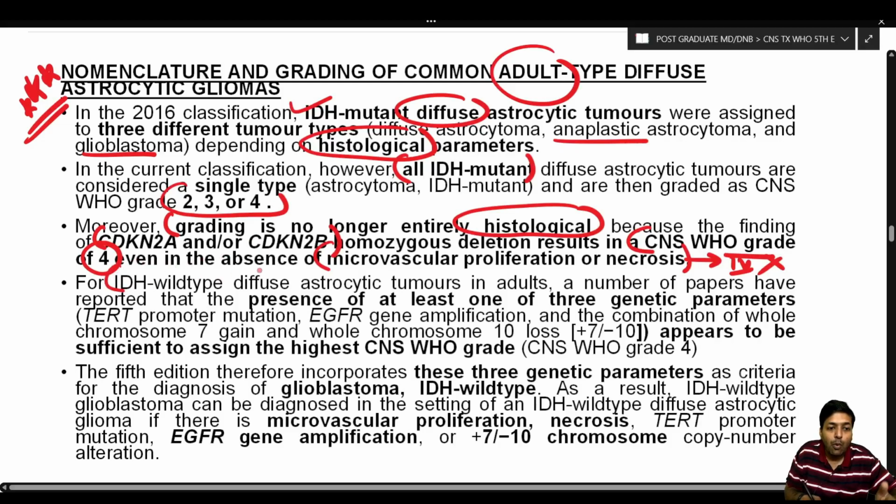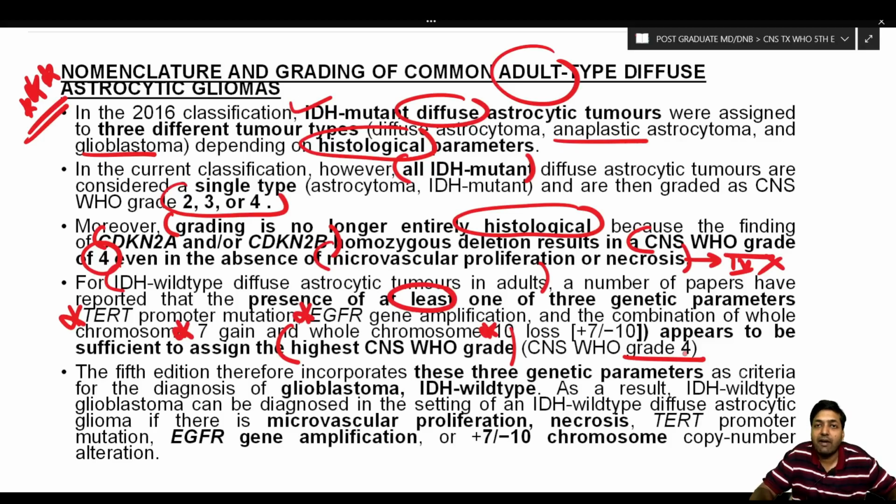So for IDH wild type diffuse astrocytic tumors in adults, a number of papers have reported that the presence of at least one of three genetic parameters, like TERT promoter mutation, EGFR gene amplification, and a combination of whole chromosome 7 gain or whole chromosome 10 loss, appears to be sufficient to assign the highest grade, that is CNS WHO grade 4. IDH wild type means they don't have IDH mutation, that is a normal variety of IDH. So in those patients, if they have any of these three genetic parameters, then again we are going to label them as CNS WHO grade 4.